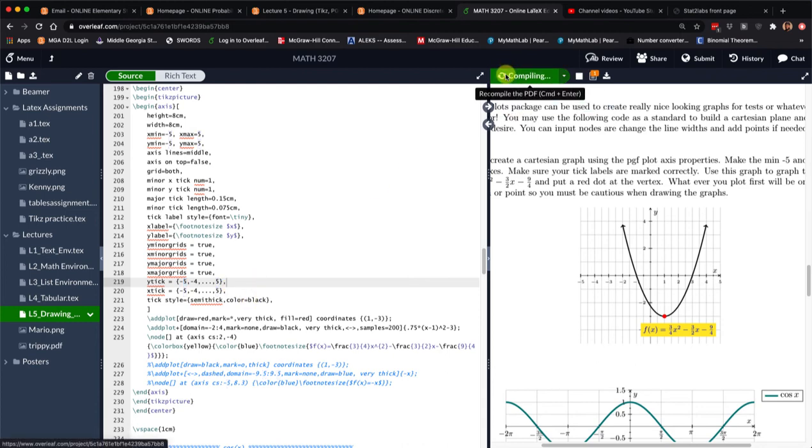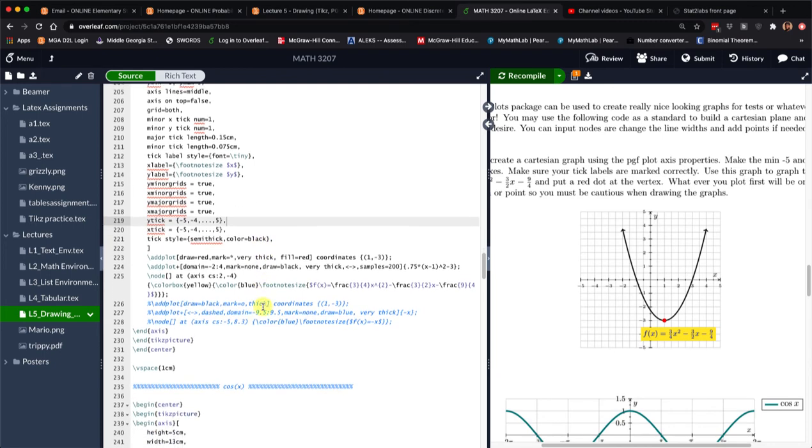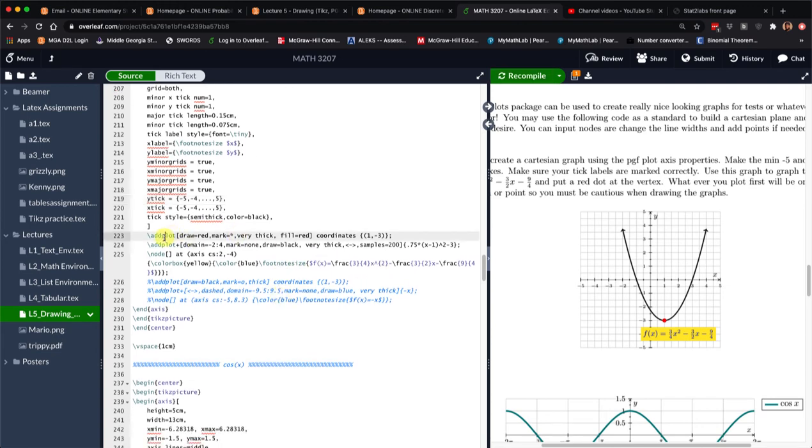So we'll keep those the same. And then the tick style is semi-thick, color equals black. If you want to change the color of your tick marks, you're more than welcome to. In some cases, you might want to do that. And then finally, last but not least, after we've defined our axis the way we want it, we need to draw our actual function. And so we do this using the \add plot command.